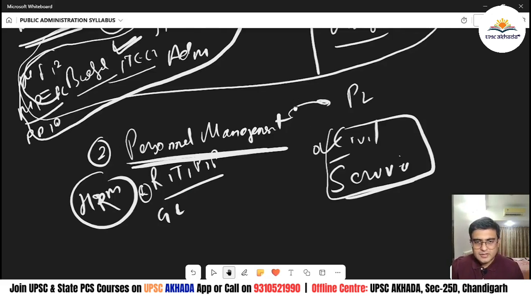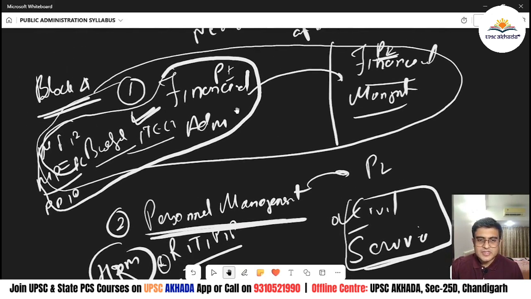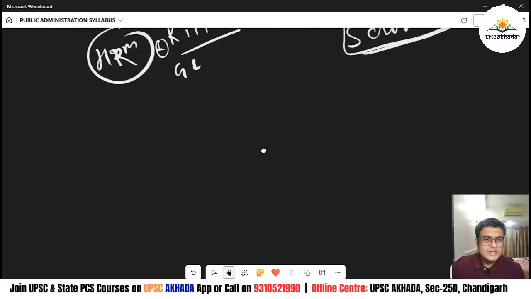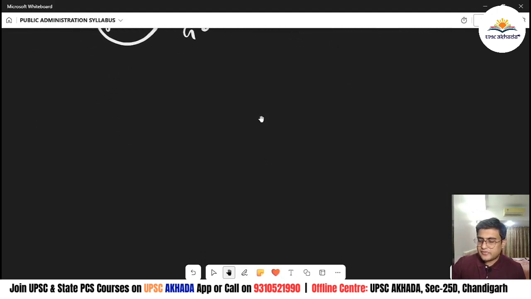So this block includes 4 chapters, 2 from paper 1 and 2 from paper 2. You study these chapters together. First study financial administration of paper 1, and along with it you study financial management of paper 2. The next 2 chapters are personnel management of paper 1 and civil services of paper 2, because there is continuity in these chapters. So this becomes block 4. Now let's move to block 5.